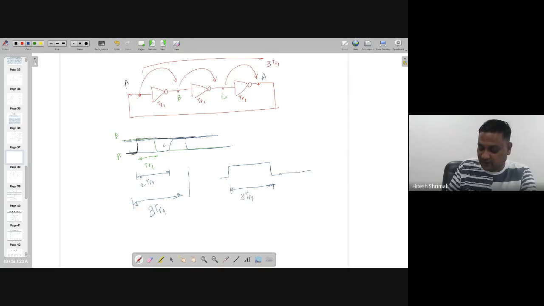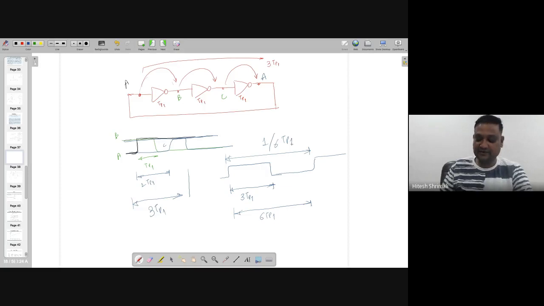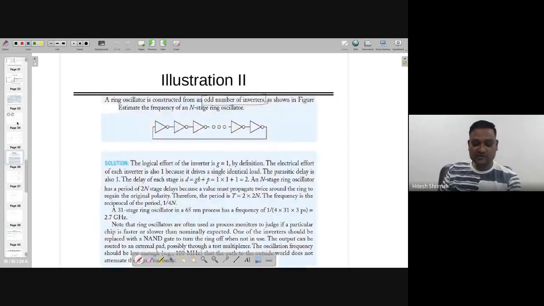And again, it will change to 1 after 6 TP1. So you can find out the frequency of this one is 6 TP1, right? 1 by 6 TP1 is going to tell you the frequency of the operation or the frequency of the oscillation. So that is what the question is about.